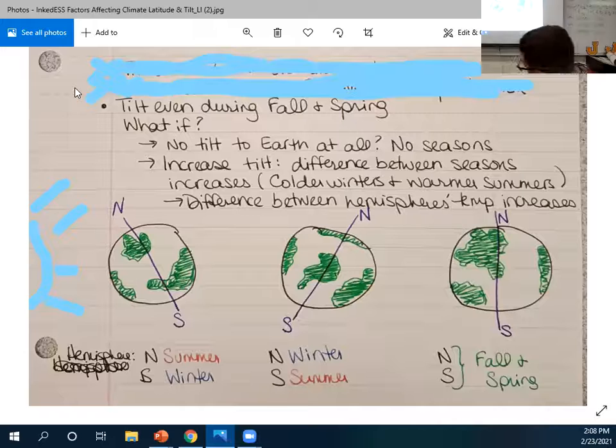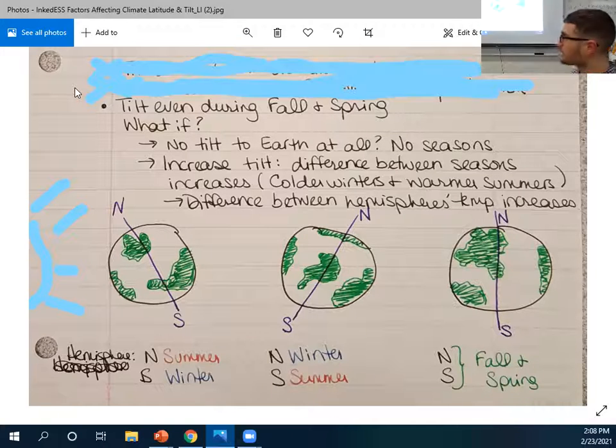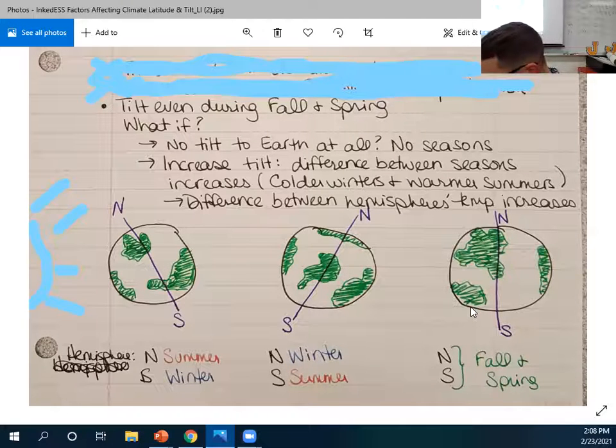So tilt is what's going to be causing the seasons. Does it tilt in the fall and the spring? Oh, a little bit. It's just slightly tilted or less tilted. We're going to see maybe an even tilt sometimes as well during fall and spring. Okay. If there was no tilt, again, this is the bottom half of page 3, guys. Make sure we're getting this down. If there was no tilt on Earth at all, that would be no seasons. Wouldn't be a good thing. Parts of it would be deserts, and a lot of parts would be frozen tundras.